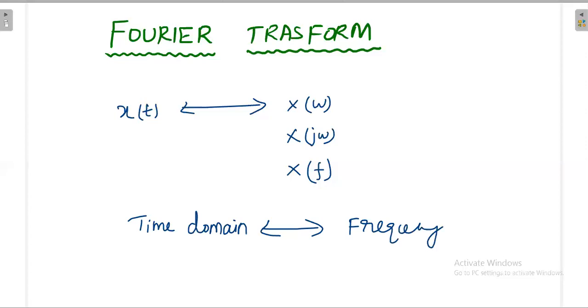So for a given signal x of t, if you take the Fourier transform, you can get x of omega. If x of omega is given and you want to get x of t, then we have to take the inverse Fourier transform. Then what is the formula? It is x of omega, or sometimes we write x of j omega, or even x of e power j omega. It's all just notation. We'll follow the simple notation, x of omega.